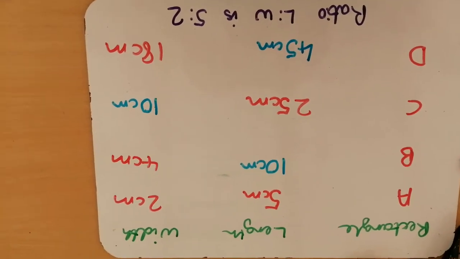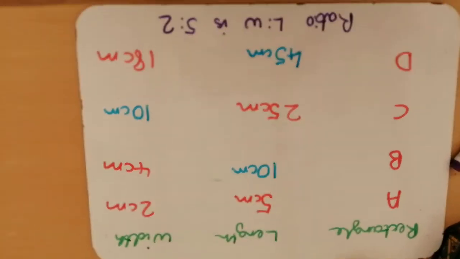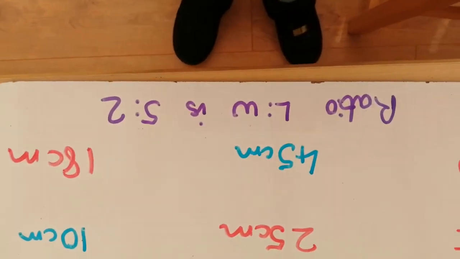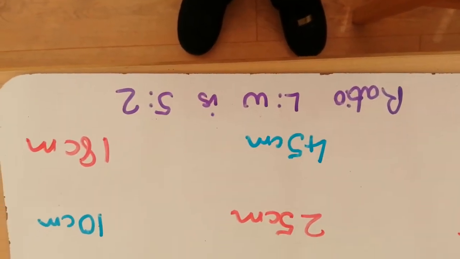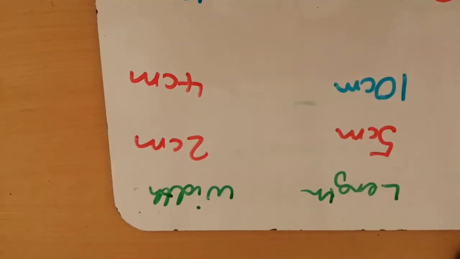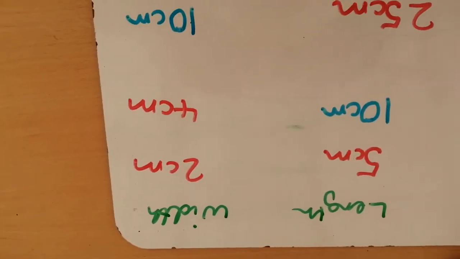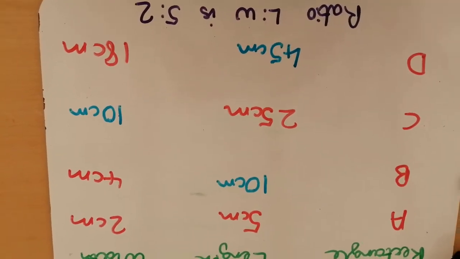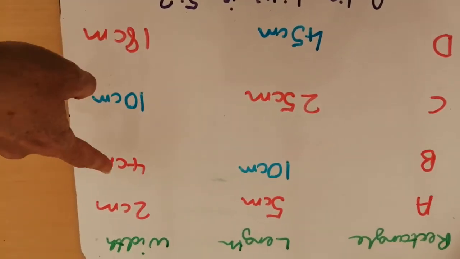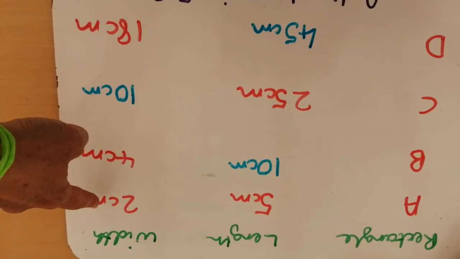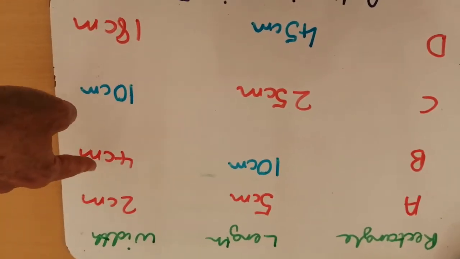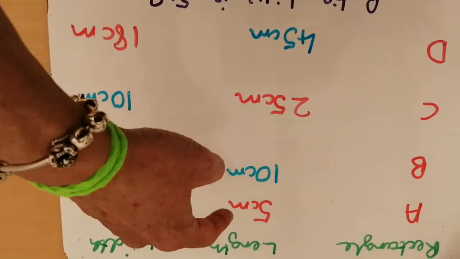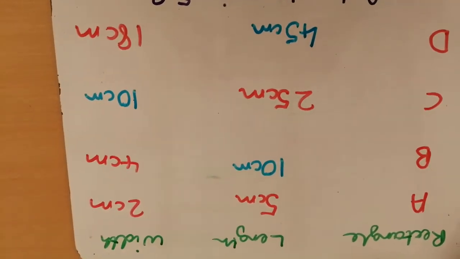And here are some answers. So you can see that the ratio of length to width in rectangle A is 5 to 2. So we have to keep that ratio with all the other rectangles because they're similar. So with rectangle B, where we have doubled, scale factor of 2, we have to double the length as well, scale factor of 2. So that makes that one 10 centimetres.